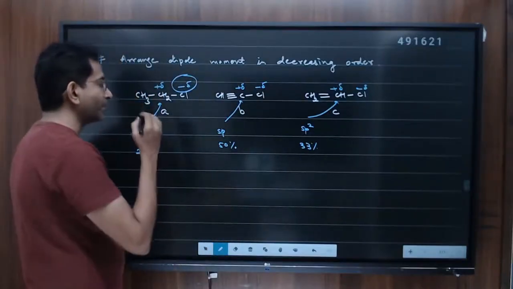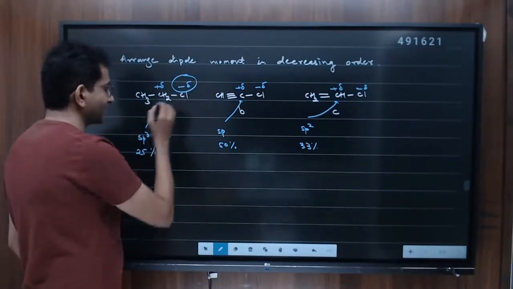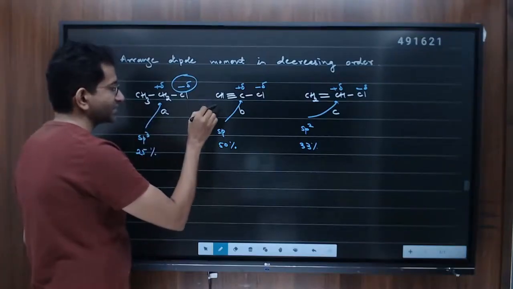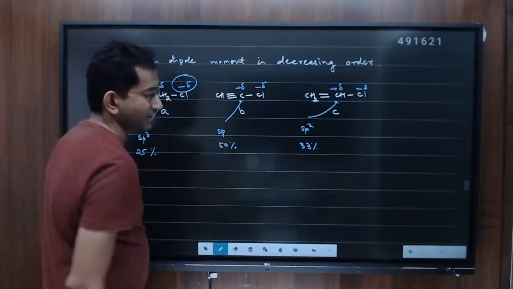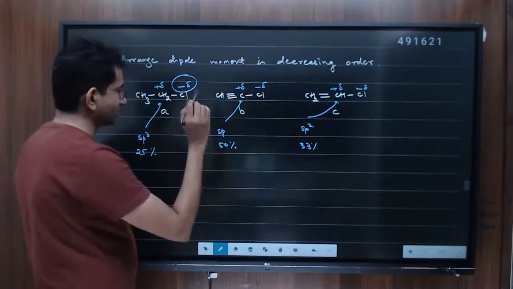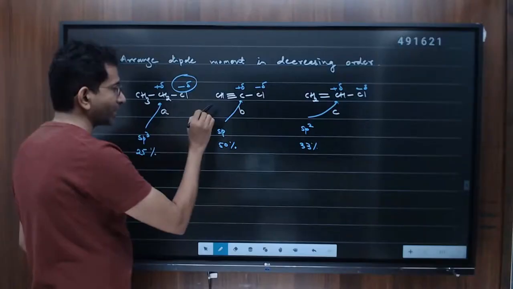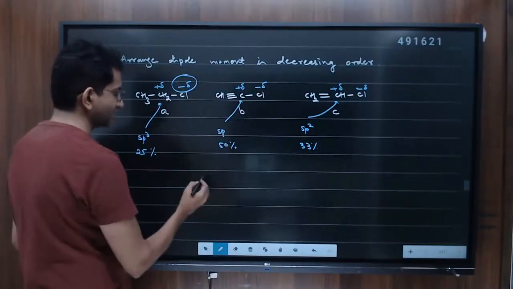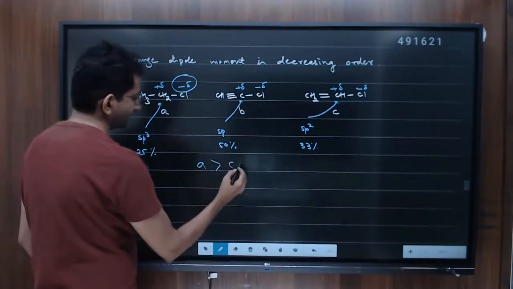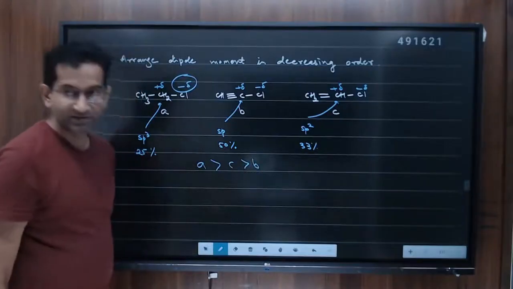So the maximum minus delta is on A, minimum minus delta is on B, and intermediate minus delta is on C. So in that case, maximum polarity is A, minimum polarity is B, and intermediate is C. So your answer should be A, C and B. Have you done the same? Let me know.